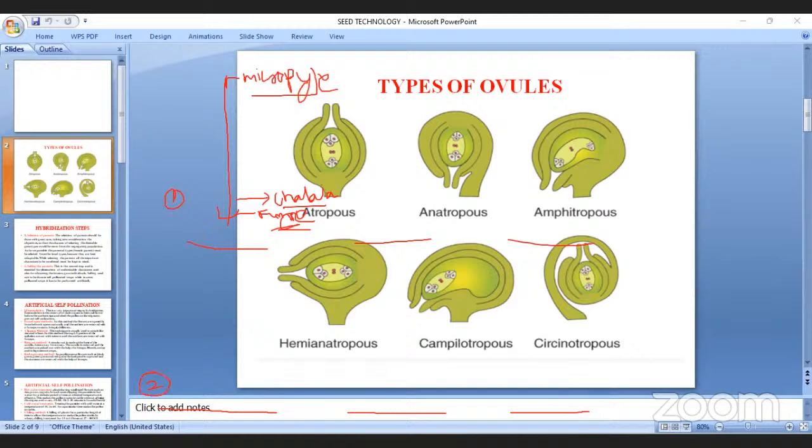And what happens in the second, hemianatropous? The ovule body turns 90 degrees. First, let's complete from the orthotropous. This is the actual first, a straight line. Now what happened? The body turns 90 degrees. This is a 90 degree angle. Now what happened in hemitropous? The ovule turns 90 degrees.